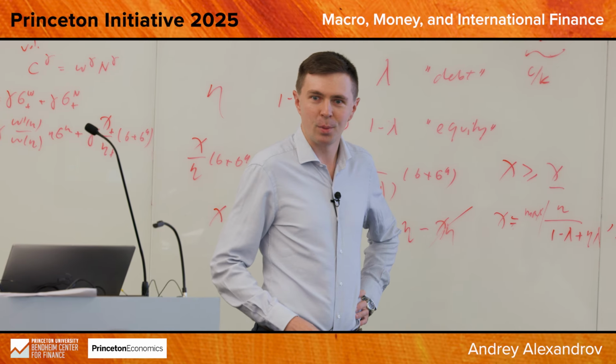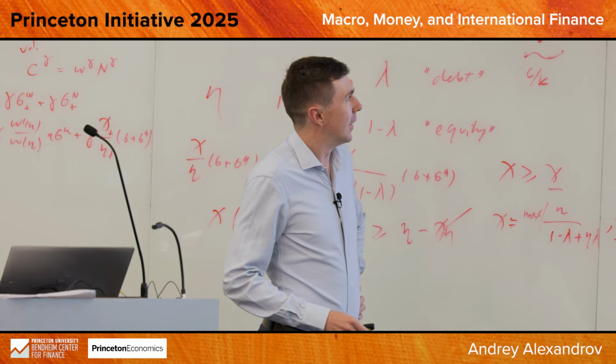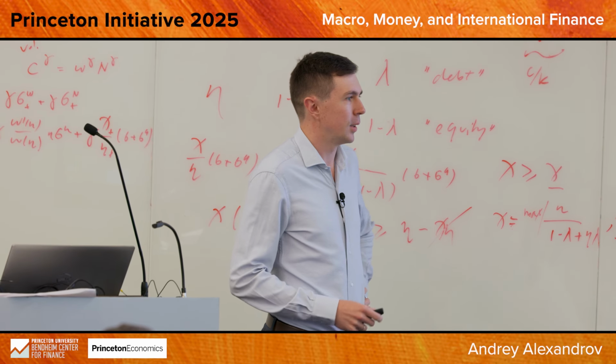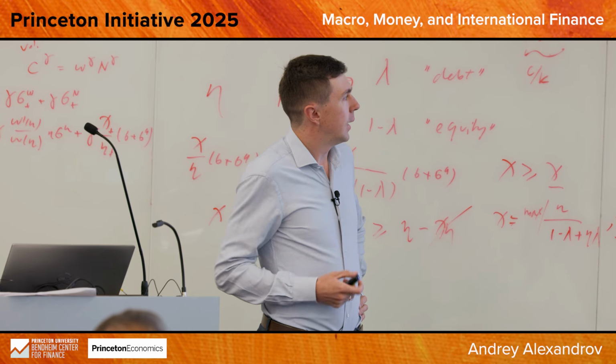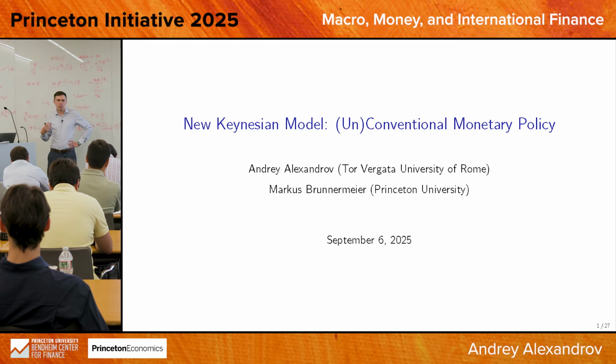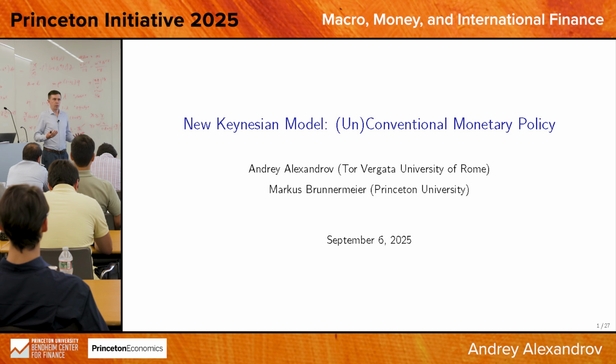Finally comes the talk that Marcus has advertised so much. You're going to learn about unconventional policy with sticky prices in the New Keynesian framework. The idea is basically to pick up where Marcus left off before the lunch, and to think how we can enrich the one-sector money model to include the elements that we need for studying optimal monetary policy, both conventional and unconventional.